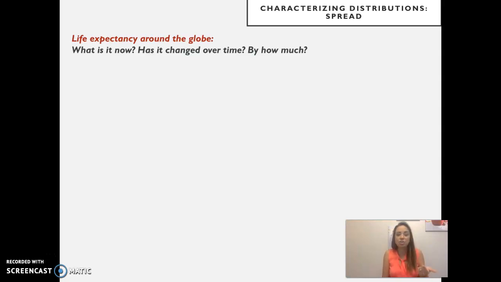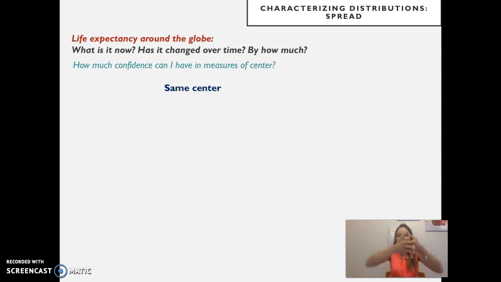What is it? Has it changed over time? By how much? We have talked so far in the class and also in the lab about the distribution, about the shape of the distribution, about a measure of center. But of course, we need to think about how precise our estimates are, and for that we need a measure of spread. How much confidence can I have in the measures of center that I got? How representative are they? And that depends on the spread of the distribution around the mean.